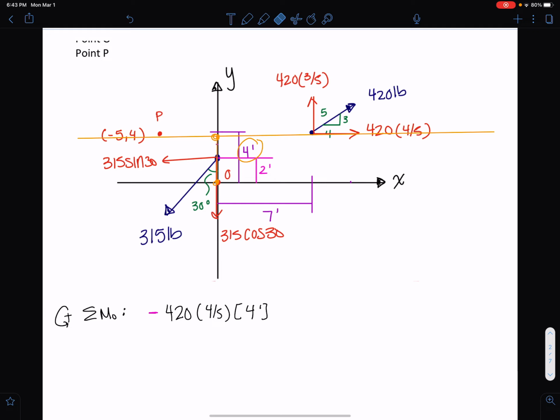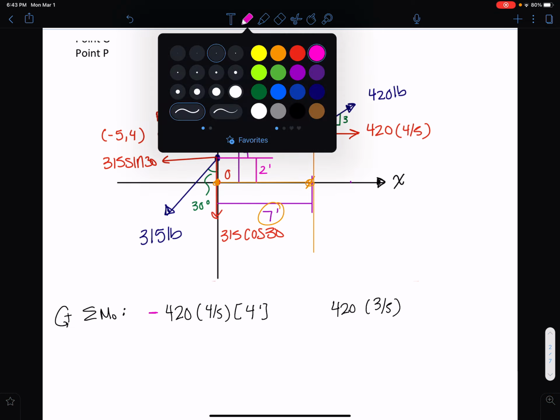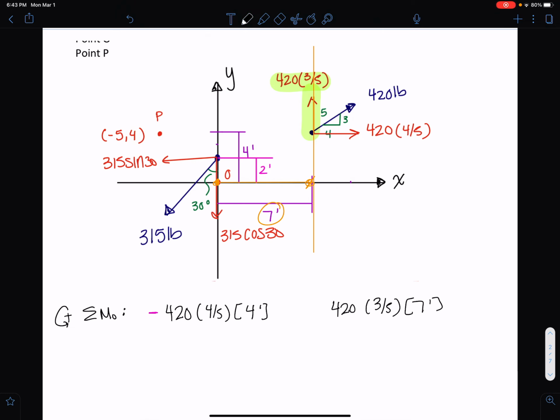I'm going to erase all that stuff so I can show you the next one. Next force is 420 times 3 over 5. I'm going to draw a line through the line of action of the force. This distance from here to here is 7 feet, so my moment arm is 7 feet. This force here goes counterclockwise, so it's going to be positive.